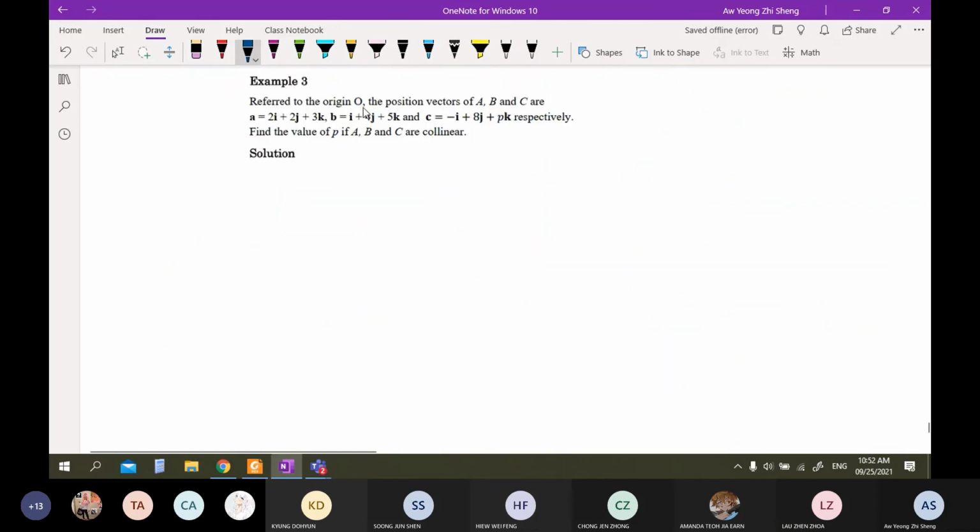Referred to the origin O, position vectors of A, B, and C are given as this. Usually when we are given information in terms of ijk, it's not very computation friendly. I usually don't like things written in terms of ijk when I do computation because I find it quite messy. So I believe most of you will feel the same also.